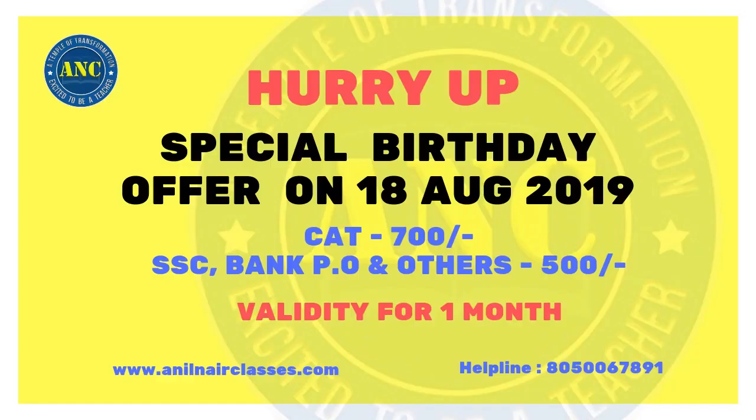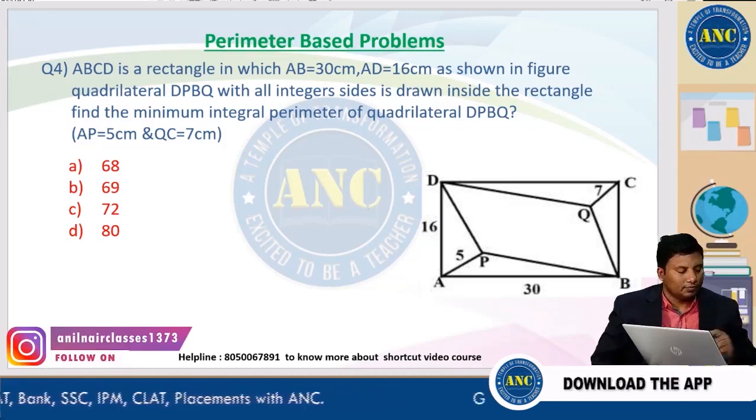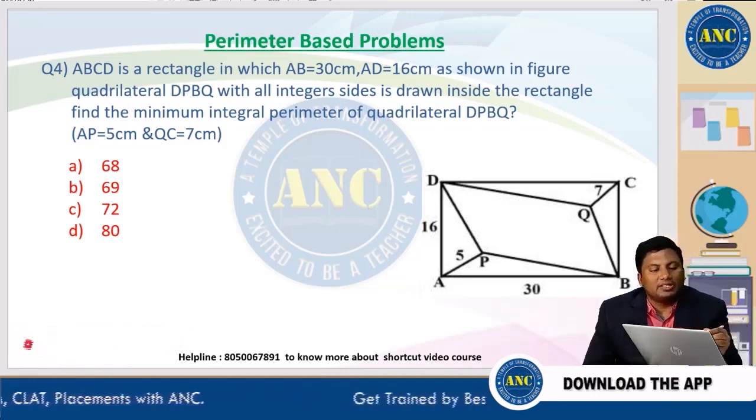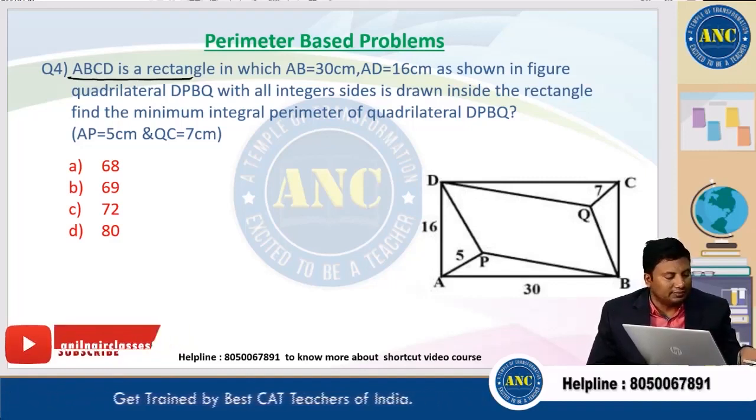Question 4. Read the fourth question. ABCD is a rectangle.